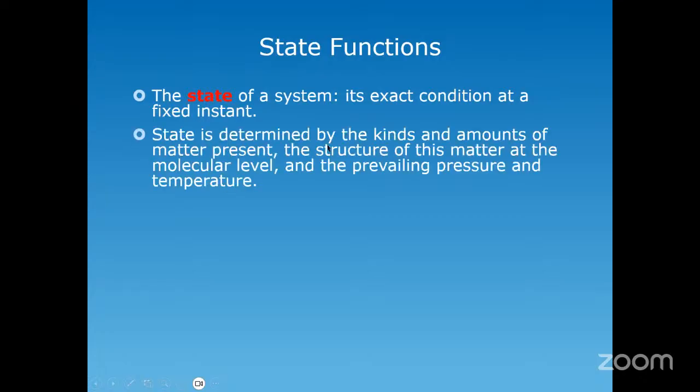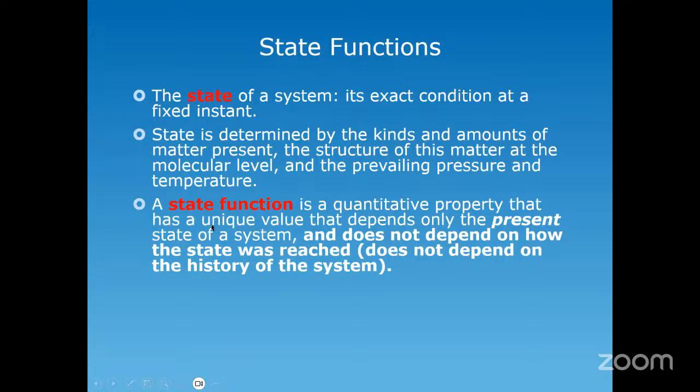And as stated here, the state is determined by many things: by the kind and amount of matter present, the structure of this matter at the molecular level, and the prevailing pressure and temperature, all right? And then we have what is called a state function. A state function is basically a quantitative property, which means that it can be measured, that has a unique value and that depends only on the current state of the system. And this is very important, it does not depend on how the state was reached. In other words, it does not depend on the history of the system, right? So that's what we mean by state function.